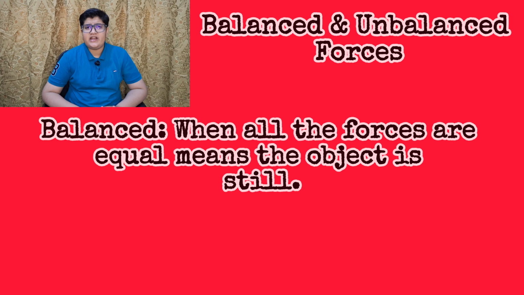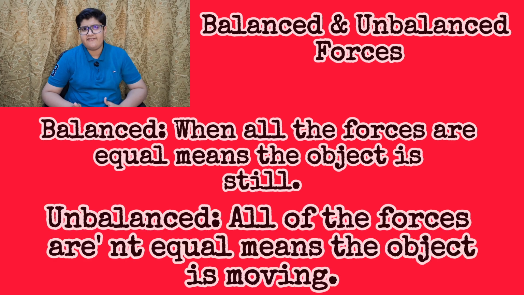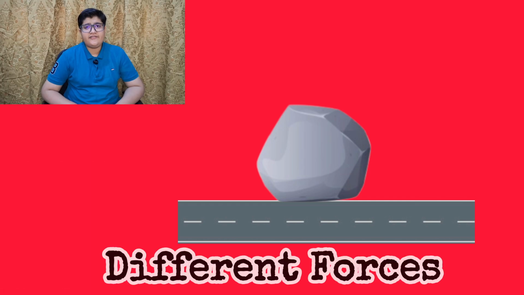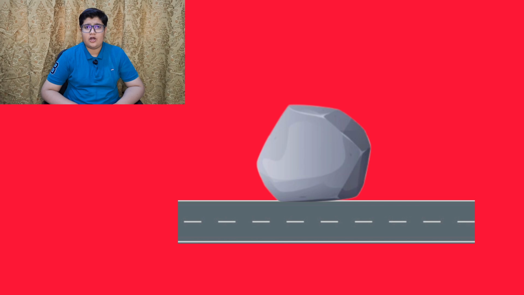But if the forces are unbalanced, meaning on one side the force is more while on the other side the force is less, on the upside it is more and the downside it is less, or vice versa, then the object is moving and it is not still. Now imagine a small rock on a road, and it is not moving, it is still. Let me tell you what the different forces acting upon the rock are.